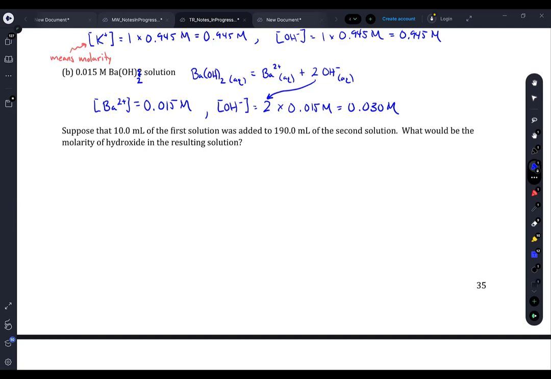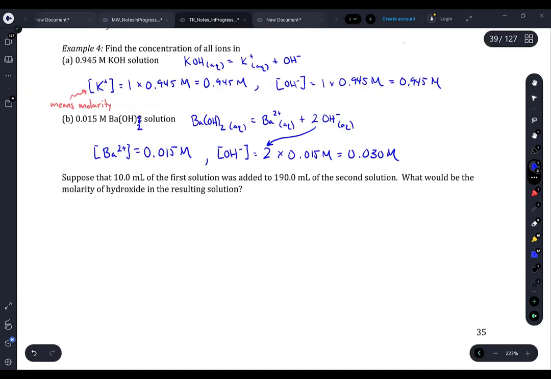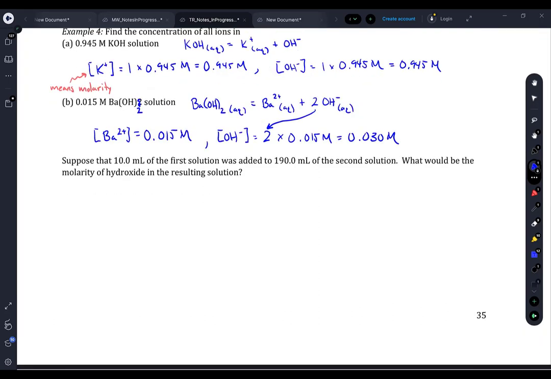Okay. Now, sometimes we can do these additively. So let's say that for a moment you took 10 milliliters of the first solution in A, and you add it to 190 mLs of the second solution. I want to know what the molarity of hydroxide is in that final solution. Since there's hydroxide in both of them, they would add up, right? You cannot add molarities.